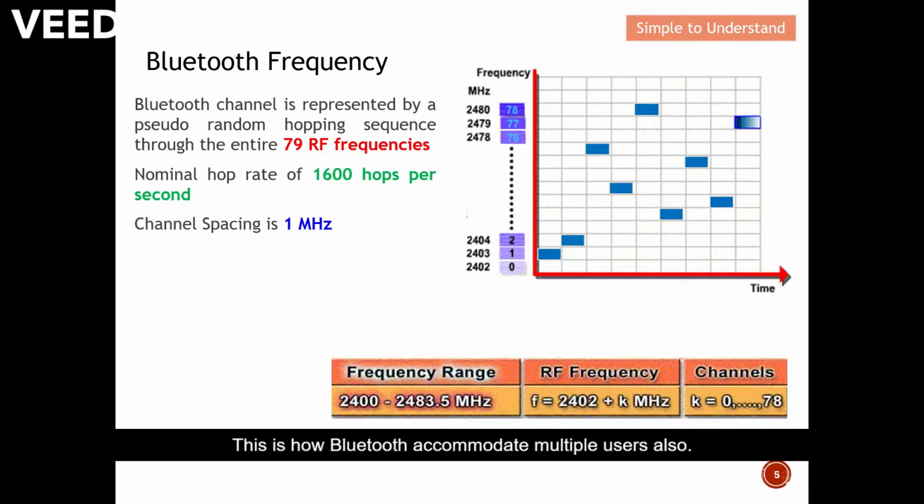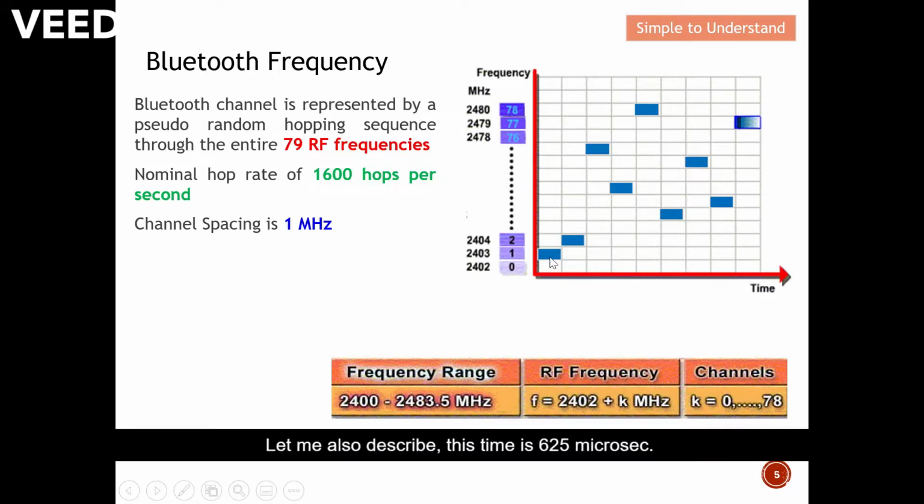So this is how Bluetooth accommodates multiple users. There are 79 free channels to use. As long as your message doesn't collide with another user, your message will be received by your headset, for example, and you will be able to hear your music smoothly. But in a crowded area, you can't guarantee that there won't be any collision. Once there is a collision, the packet of the message will go missing.